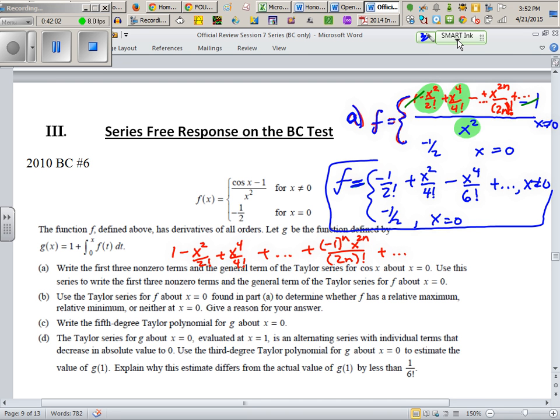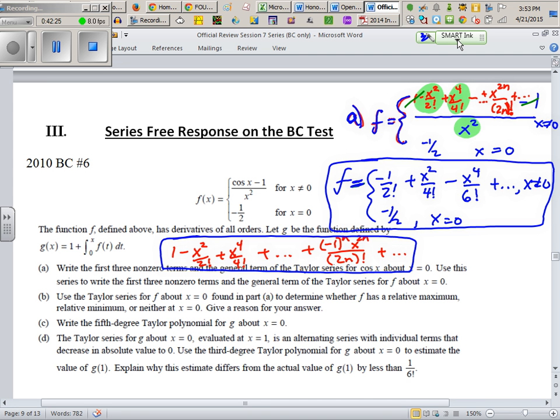So this is actually the answer for part A, along with the red down here. So I just boxed all my answers. The first 3 terms of cosine and the nth term of cosine. Here's f, which is basically cosine without the 1 and diminished by 2 powers of x. And it's a piecewise function, so don't forget to finish writing it.